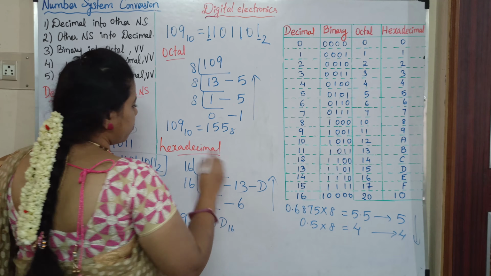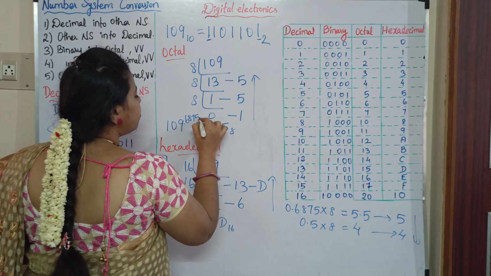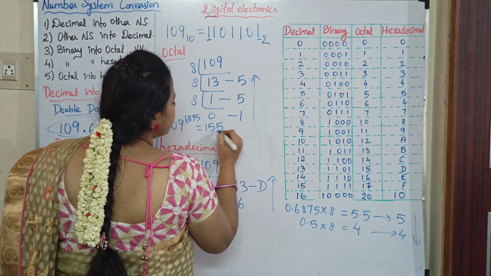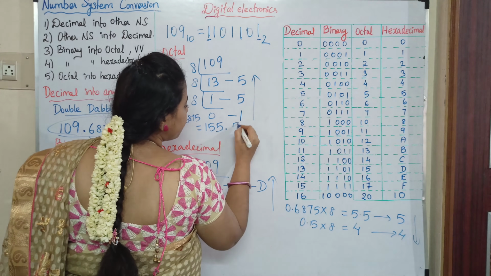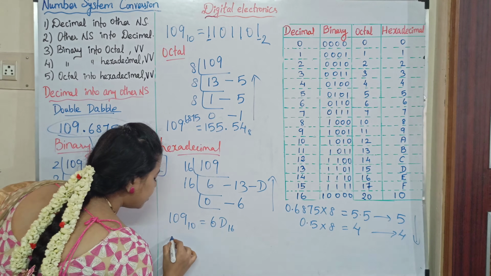So 0.54. So 109.6875 can be written as 155.54 in octal. Do the same thing for hexadecimal.